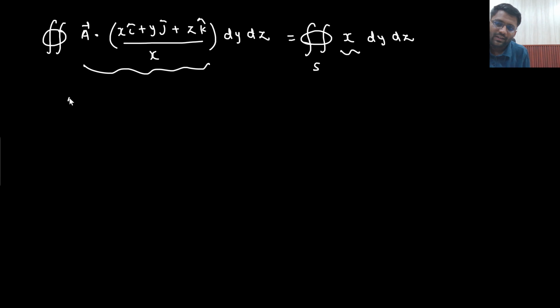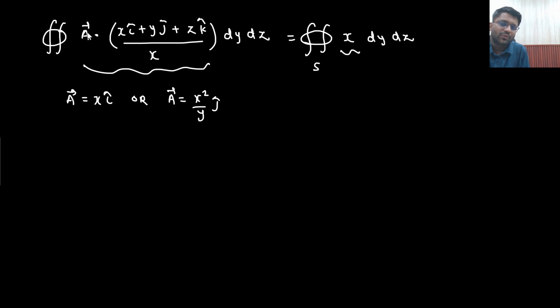I will make the vector a as x i cap only. Say yes or no? Or I could have made vector a as x square by y j cap.